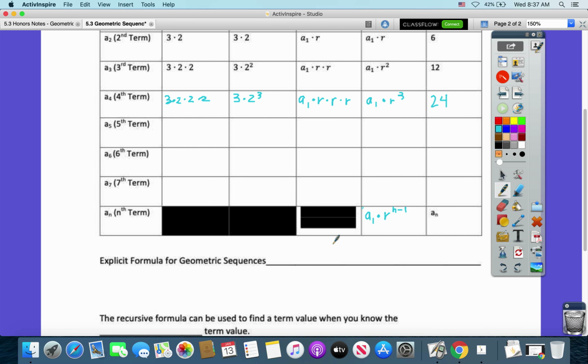Okay, so that is our explicit formula to find any term in a geometric sequence. We have a sub n equals a sub 1, which is our first term, times the common ratio, whatever it's multiplying by each time, with this exponent n minus 1. So as you type this in, make sure n is in your subscript, 1 is in your subscript, but then n minus 1 is up here in your superscript because that is our exponent.